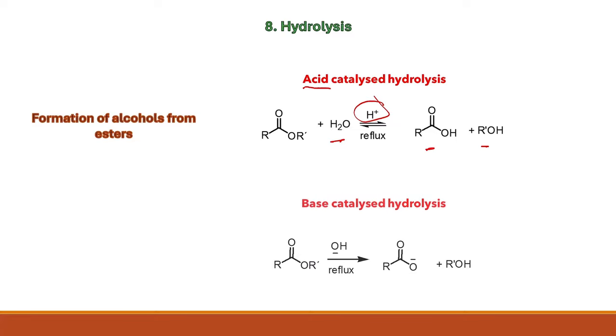acid and the alcohol. But if it's base catalyzed hydrolysis, where you use something like sodium hydroxide, of course, sodium hydroxide is going to be in aqueous solution, so there will be water as well. So this is going to be hydrolysis, but the products are going to be the sodium salt of your carboxylic acid and the alcohol. If you use potassium hydroxide, it's going to be the potassium salt of the carboxylic acid.